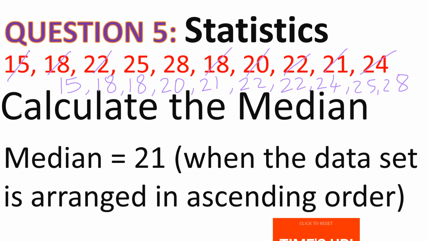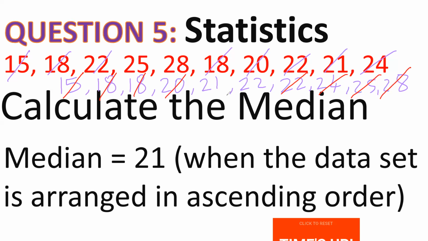Cancel numbers from left and right. One number from left, one from right: left, right, left, right, left, right. And then what is left? 1, 2, 3, 4, and on the other side, 1, 2, 3, 4. Let's double check something: 1, 2, 3, 4, 5, 6, 7, 8, 9, 10.